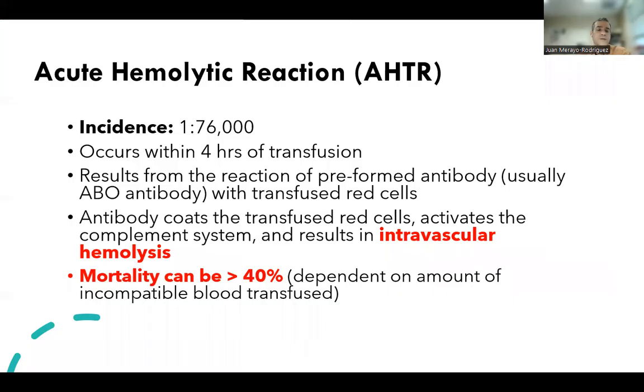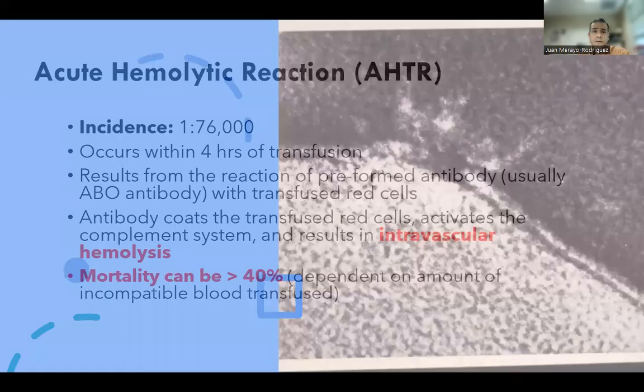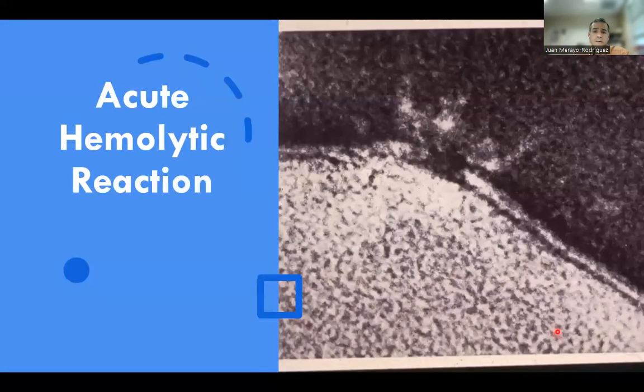Looking into acute hemolytic reactions, the incidence is 1 in 76,000, occurring most likely within 4 hours of transfusion. It results from the reaction of preformed antibodies, usually ABO antibodies, with transfused red cells. The antibody binds the transfused red cells, activates the complement system, and results in intravascular hemolysis. The mortality could be up to 40% and above, depending on the amount of incompatible blood transfused in many cases. Here is an electron microscope photograph. This is the inside of the red cell, this is the membrane, and this is the outside of the red cell. You can see here rupture of the membrane due to the complement.